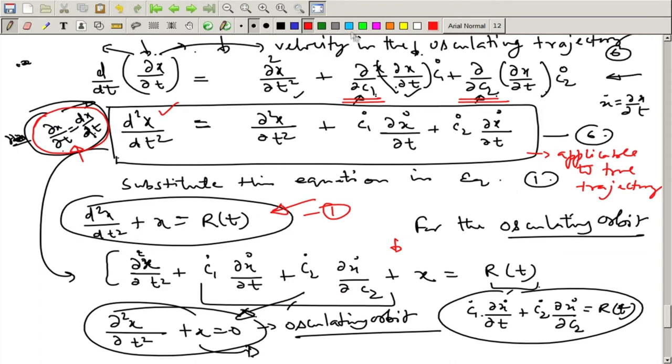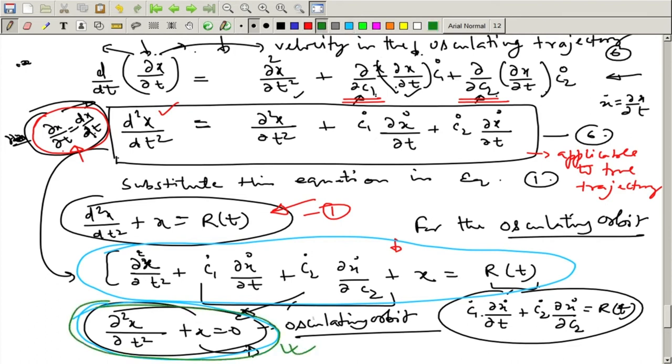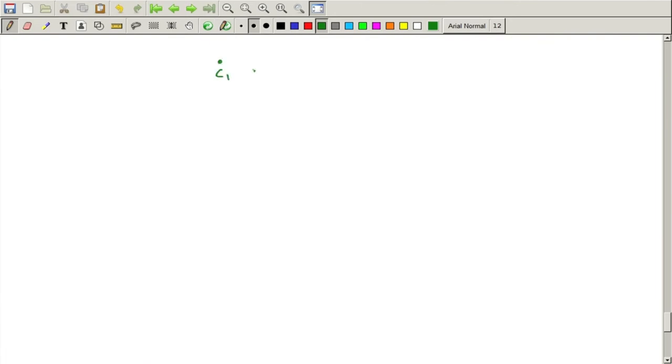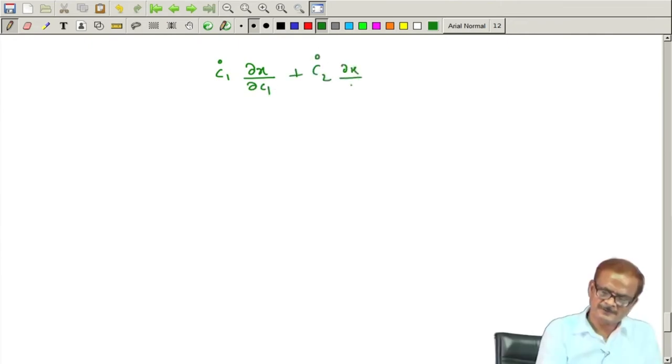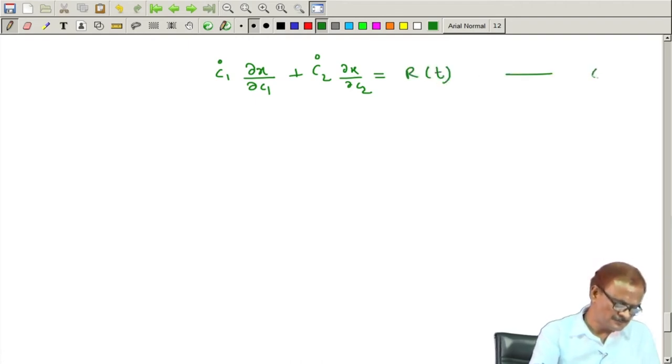Now, this equation will represent the oscillating trajectory differential equation, this is the oscillating orbit differential trajectory, if and only if this relationship is satisfied. So, in the next page we write that c 1 dot dou x by dou c 1 plus c 2 dot dou x by dou c 2 equal to r t should be satisfied, and this we write as equation number 6.